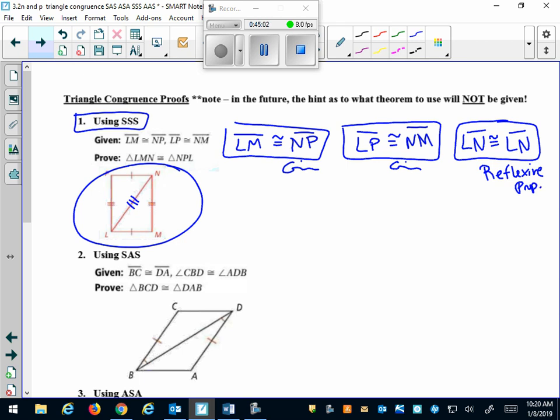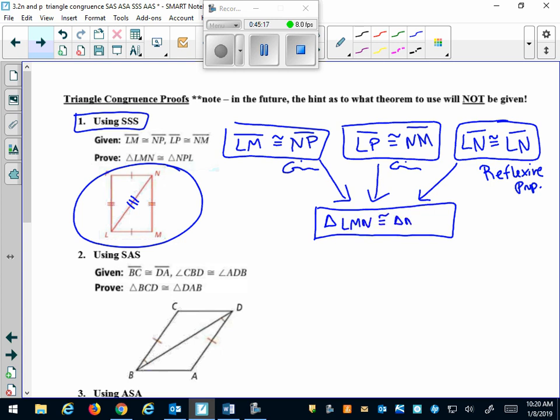But now, do we have enough to say that the triangles are congruent? Yeah. Again, always 3 arrows coming down to your statement of triangles being congruent to each other. Triangle LMN congruent to triangle NPL by SSS.